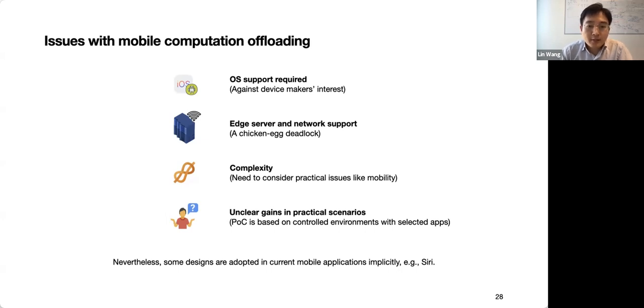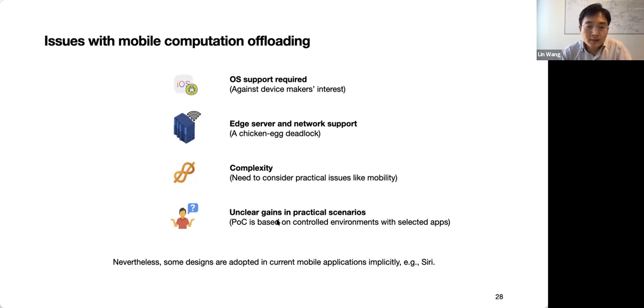And it is sort of a chicken and egg problem. If there is no application, then no deployment of the infrastructure. If there is no deployment of the infrastructure, then not so many people will be interested in developing applications in that direction, right? And also the complexity is still there. We need to consider practical issues like mobility. All the solutions we have discussed consider a static case where you have a mobile phone, a static network, and then the server. But what if you are moving around? Then you need to deal with handover, all sorts of complexity there, right?